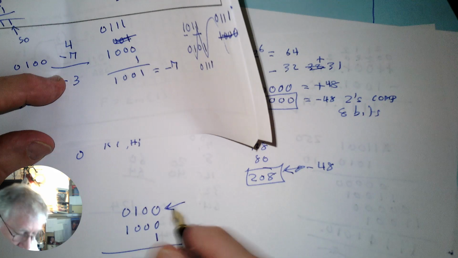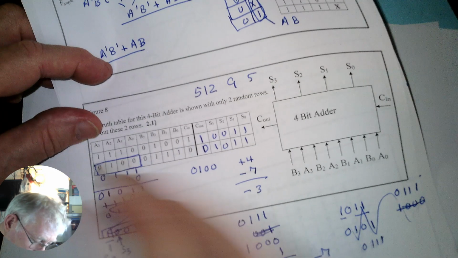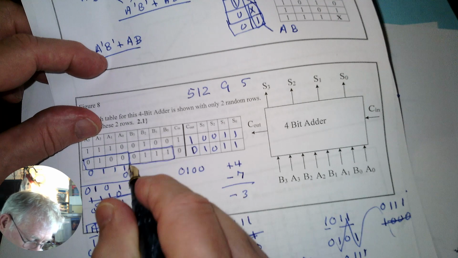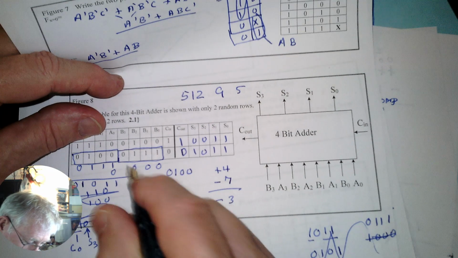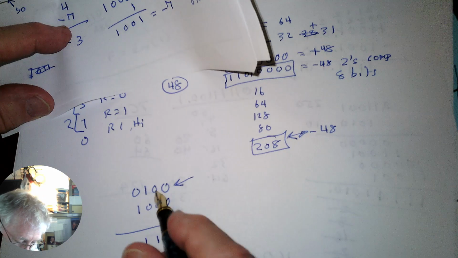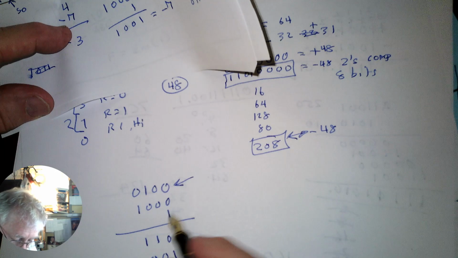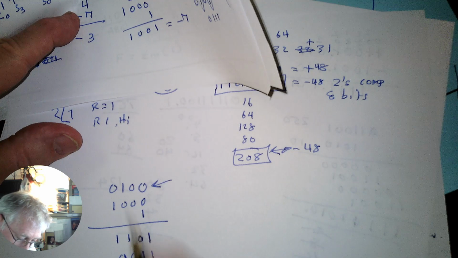our A value is 0, 1, 0, 0. Just taken from here. And then our B value is this, but we're going to invert it and turn it into a 2's complement. So first we're going to convert every bit here, so that's going to be 0001, and we're going to make our carry in a 1. All right? So that gives us 0100 plus this minus number, which is 1000, plus the 1. And when we add this up, we get 1, 0, 1, 1.